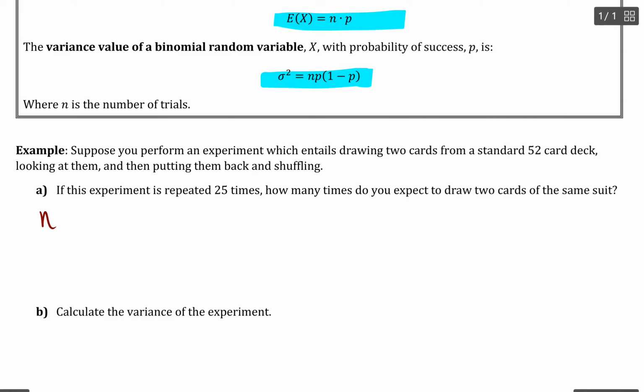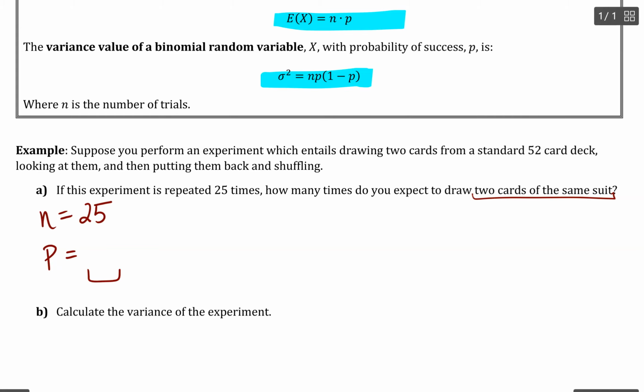So n is the number of trials. How many times are we doing this experiment? 25. P is the probability of success. So in this example, a success is what we're interested in: 2 cards of the same suit. So now we need to calculate the probability of drawing 2 cards of the same suit.